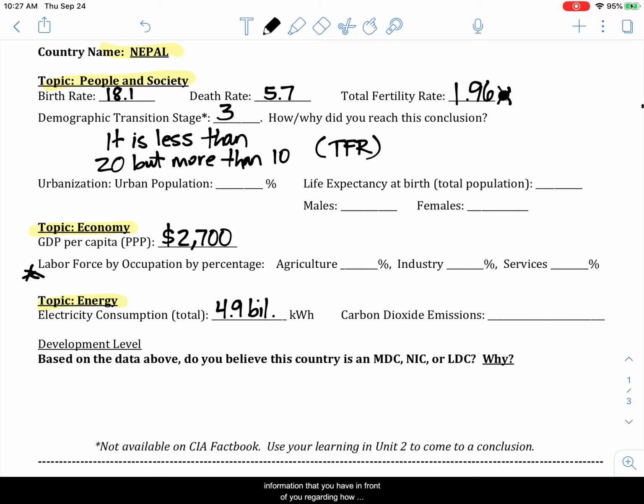So based on some of the information that you have in front of you regarding Nepal, would you classify it as an MDC, NIC, or LDC? You make that choice. I know what I would choose. On this assignment then, between Nepal, Mexico, and Denmark, there is one LDC, one is an NIC, and one is an MDC. So you may want to get the data for all three countries first, and then compare data, and then decide which one's the least developed of the three, that's the LDC. Which one is the most developed, that's the MDC. And which one is in between, that's the NIC.